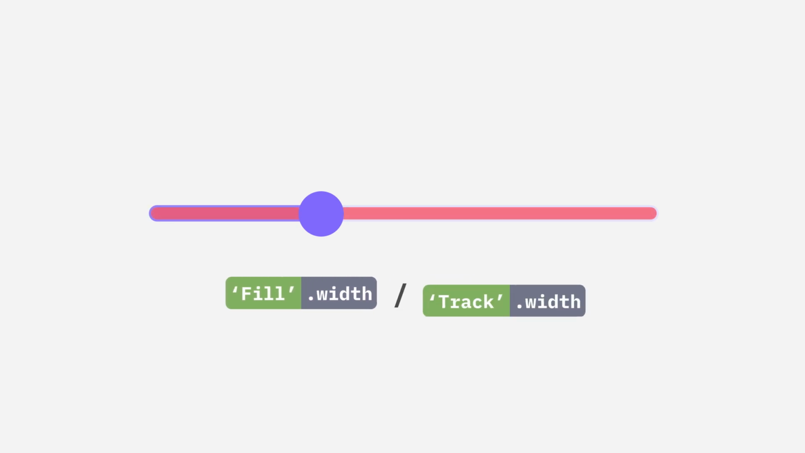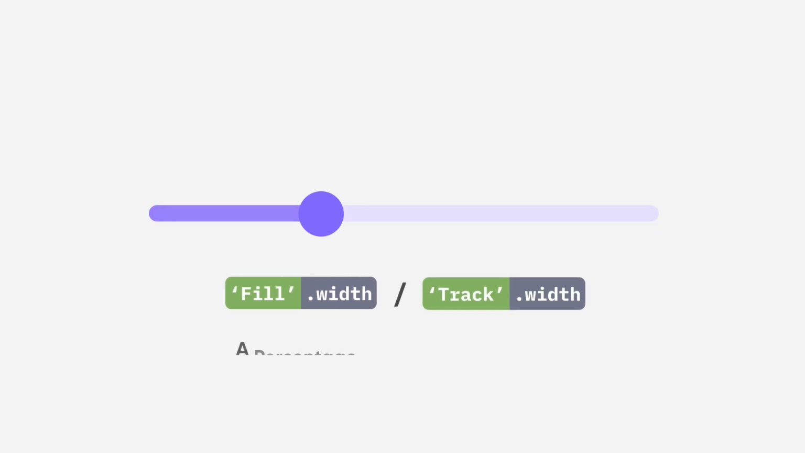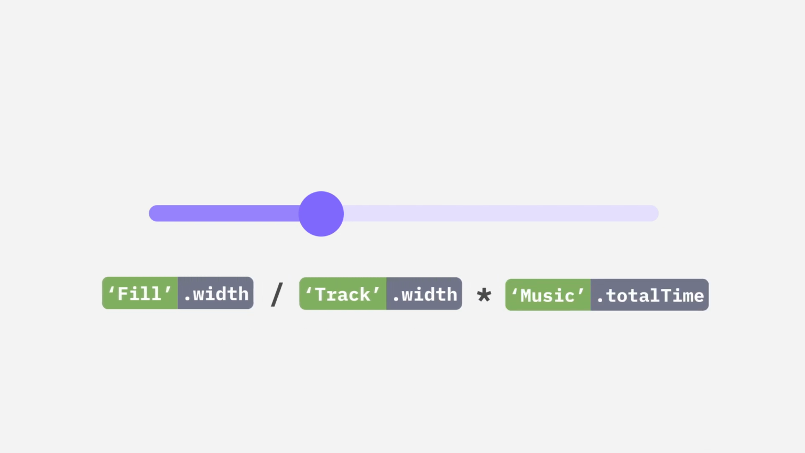To calculate the progress of the song, divide the width of the fill layer by the width of the track layer. This gives us a percentage of the current progress. Multiply this percentage by the total length of the song to get the timestamp. The Playback UI already visually represents this calculation, making it easy to implement.